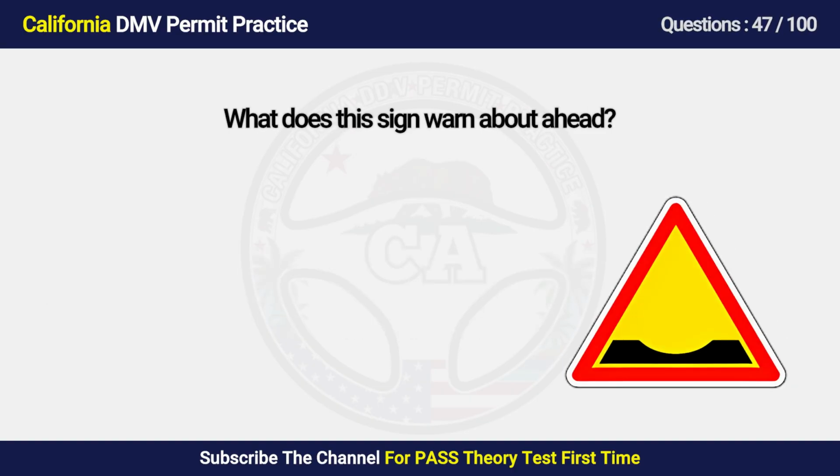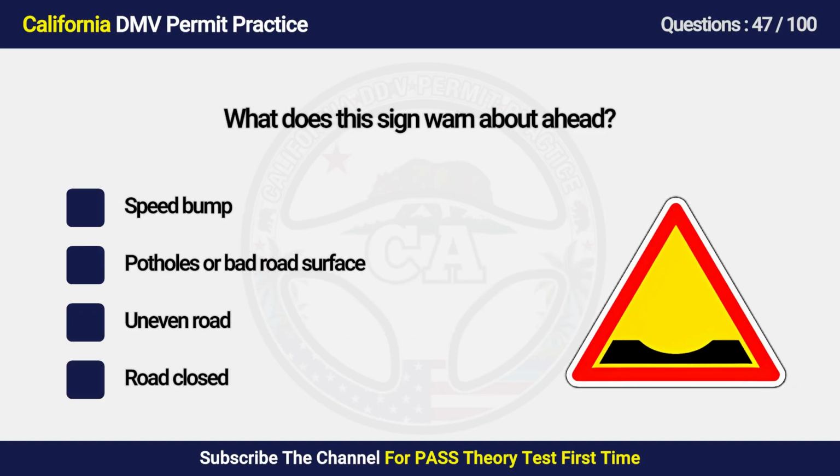Question 47. What does this sign warn about ahead? A. Speed bump. B. Bad road surface. C. Uneven road. D. Road closed.